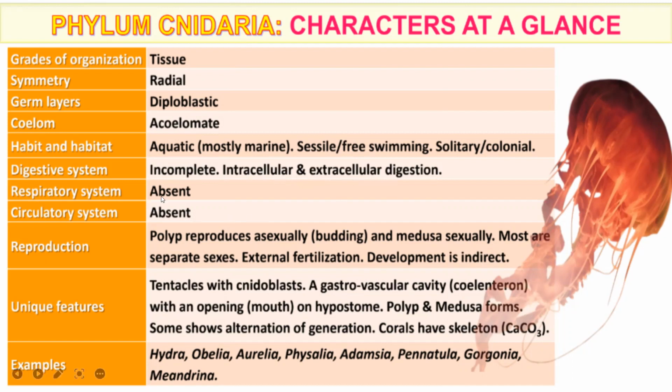Then respiratory system is absent, circulatory system is absent. Reproduction: polyps reproduce asexually by budding, and medusa sexually. Most are separate sexes. External fertilization, development is indirect. Unique features: tentacles and nidoblast. These two points you have to know. Tentacles are for catching the prey, and nidoblast is for having poison. It can act as a defense mechanism. Examples, at least hydra and jellyfish. Only two. Okay. We will stop here.